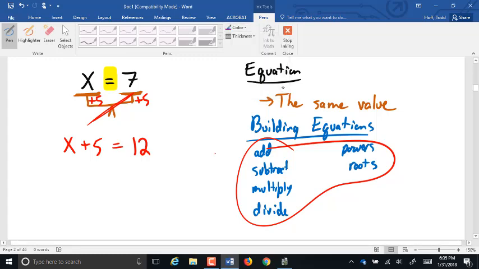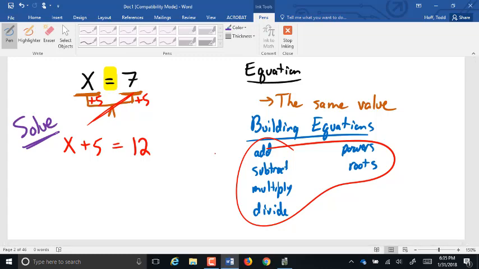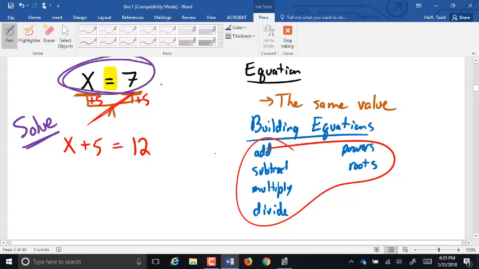Now, most of the time when we're working with equations, we're not really being asked to build the equation. We're being asked to solve. When we're asked to solve an equation, what it's asking us to do is take that equation apart and get it back to this form as a variable equals a number. Well, this equation was built by adding 5. How would we take it apart? Yeah, the opposite of adding is subtracting. So we subtract 5, and it removes that piece, leaving us with just x.